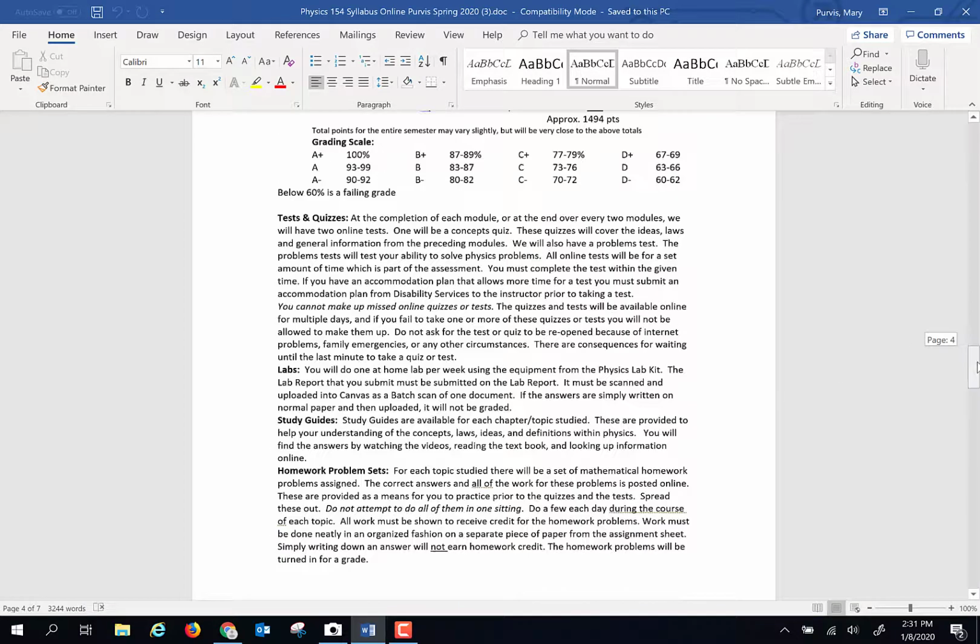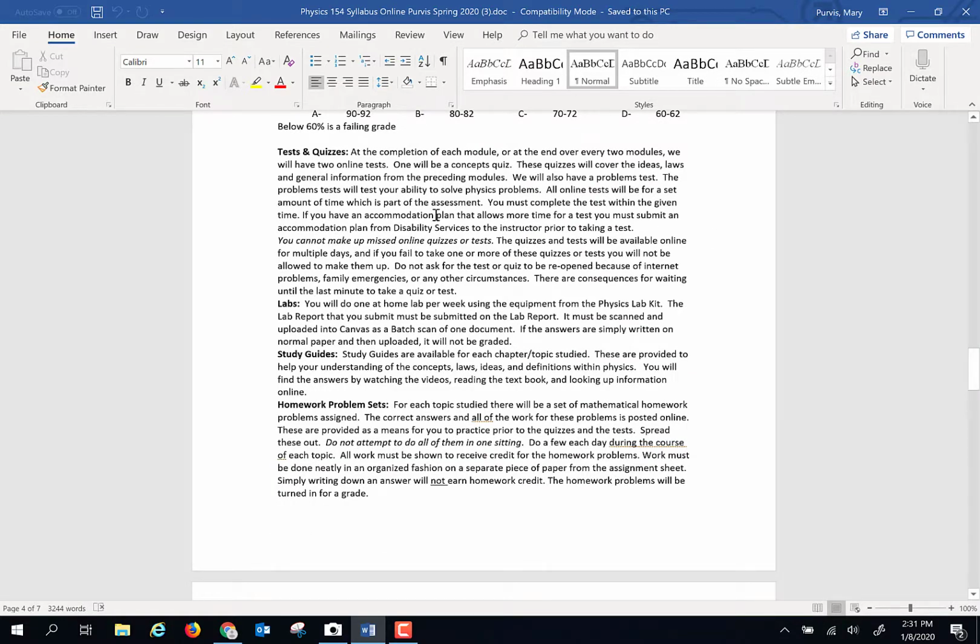When it comes to the tests and the quizzes, these are all going to be online and they are going to be timed. So time is part of that assessment, and it is something you have to pay attention to. If you have an accommodation plan that allows you more time for those tests, you've got to present me with your accommodation plan from Disability Services as soon as possible to make sure that I can adjust those online times for you. If you just have a challenge taking a timed test, I'm sorry, but that is the way it works. These tests will be timed.